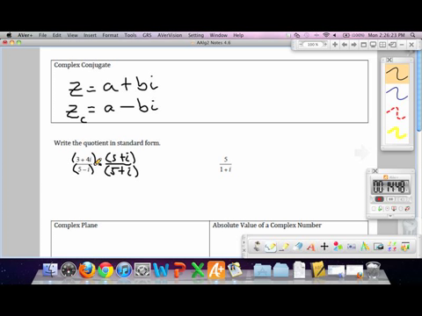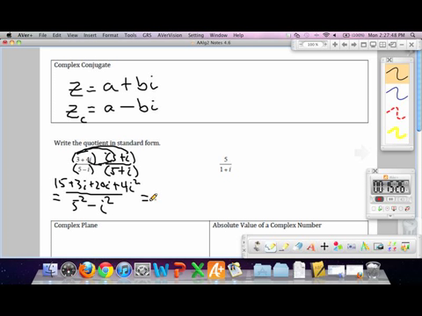FOIL. Well, 3 times 5 is 15. 3 times i is 3i. 4i times 5 is 20 i's. And 4i times i is 4i squared. Anywhere you see an i squared, it's the same as negative 1. So you have 25 minus negative 1, which is 26.